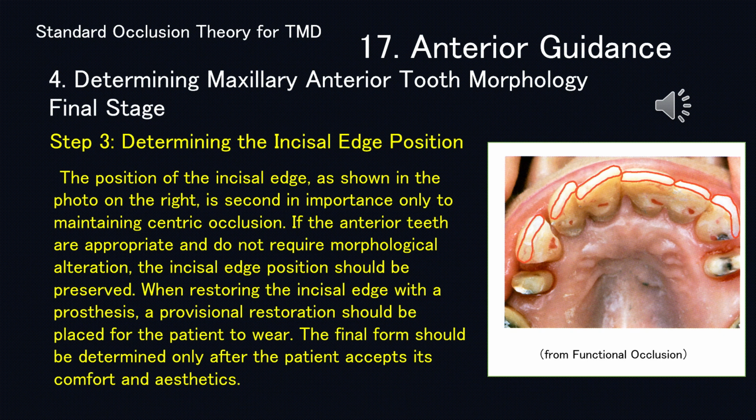Step 3. Determining the incisal edge position. The position of the incisal edge, as shown in the photo on the right, is second in importance only to maintaining centric occlusion. If the anterior teeth are appropriate and do not require morphological alteration, the incisal edge position should be preserved. When restoring the incisal edge with a prosthesis, a provisional restoration should be placed for the patient to wear. The final form should be determined only after the patient accepts its comfort and aesthetics.